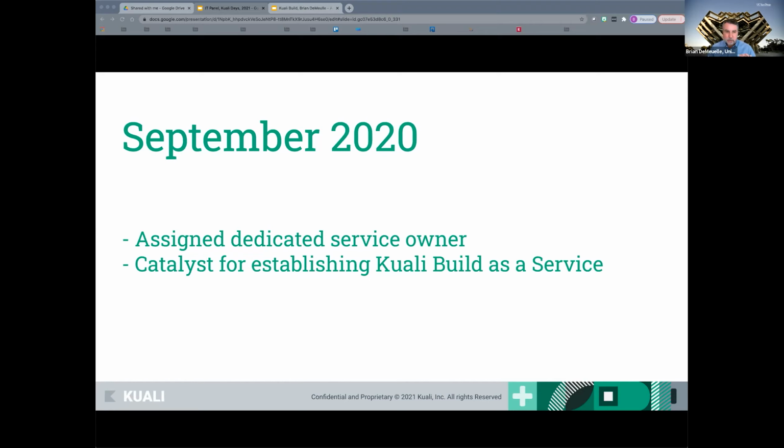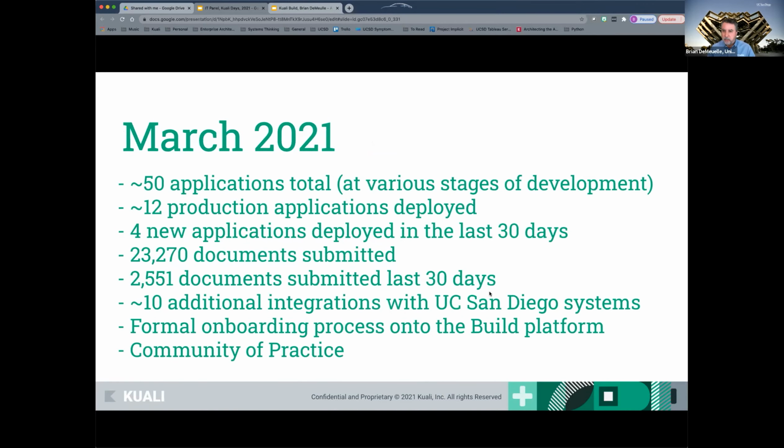to be able to stand up Build as a service offering. Since we've put Sean in place, we've added at least 11 or 12 new applications, about 10 additional integrations with other things. As of today, there's about 50 total applications, as you can see on the slides. They're not all deployed. Like I said, around 12-ish are deployed. Quite a few thousand documents submitted. And Sean has been developing a formal onboarding process onto the Build platform and trying to establish a community of practice for this.